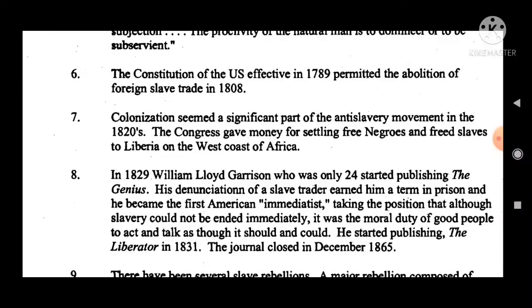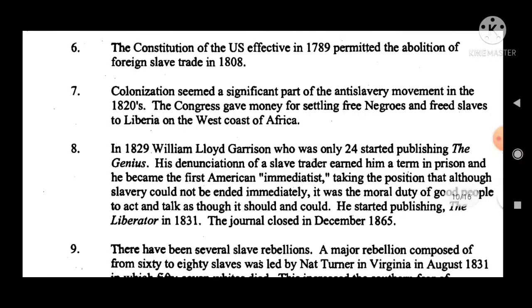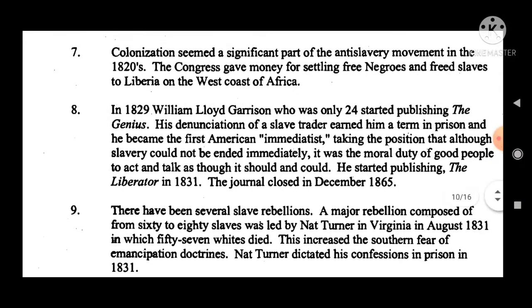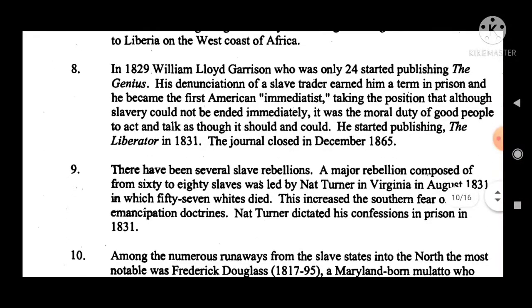Colonization seemed a significant part of the anti-slavery movement in the 1820s. The Congress gave money for settling free Negroes and freed slaves in Liberia on the west coast of Africa.